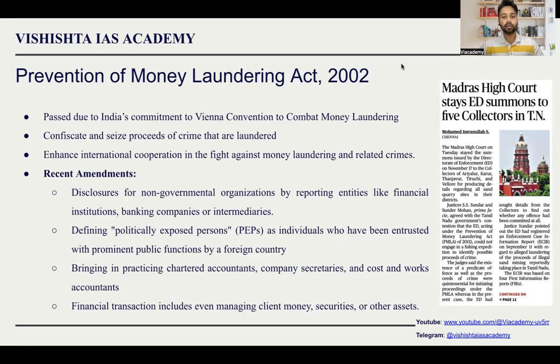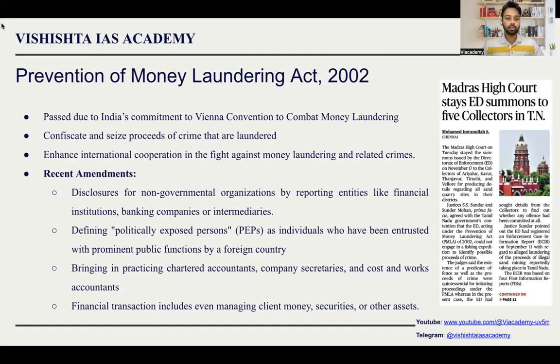In recent times, you must also be aware that a lot of news is there when the Enforcement Directorate is involved in multiple raids, especially in states which are ruled by the opposition parties. Because the Enforcement Directorate is in the news regularly, we should be in a position to know about the Enforcement Directorate and especially the Prevention of Money Laundering Act of 2002. The Money Laundering Act is one of the most important acts, especially when it comes to GS3. So we should be knowing about it.